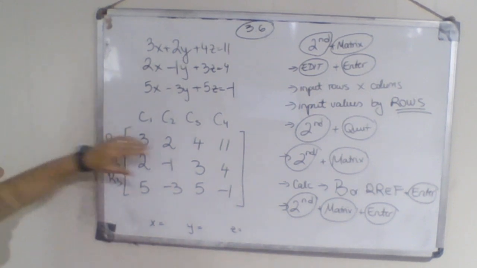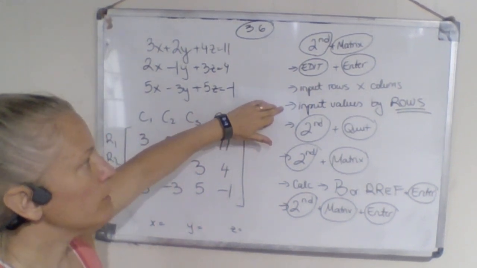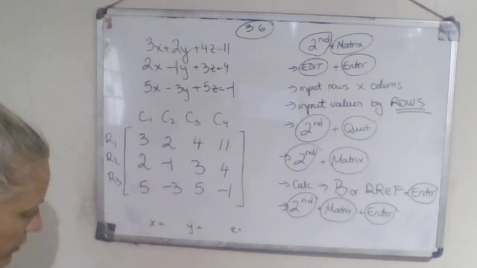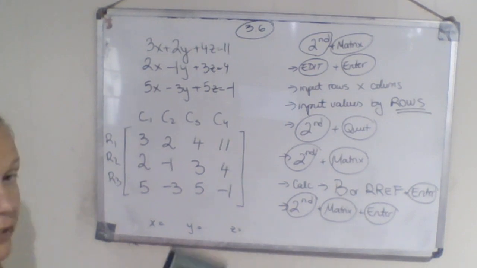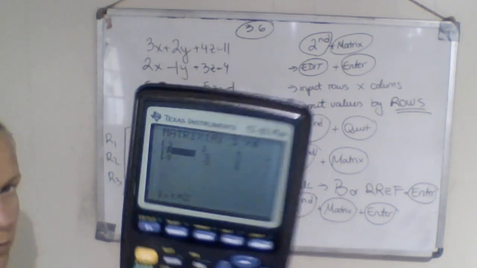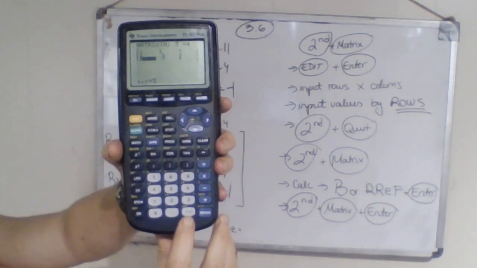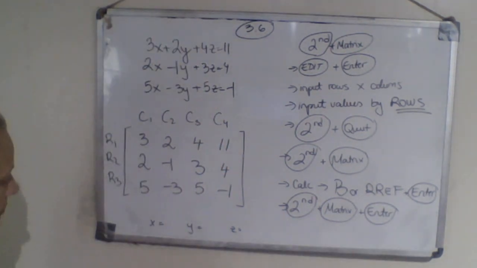And now that's why I wrote in here, input your values by rows. We're going to go 3, enter, 2, enter, 4, enter, 11, enter. And you're going to notice once you put the 11, it's going to move back to the second row. We're going to start the second row. 2, enter, negative 1, enter, 3, enter, 4, enter. Please remember for your negatives to use your negative, not your minus. You're going to get an error. For your third row, 5, enter, negative 3, enter, 5, enter, negative 1, enter.